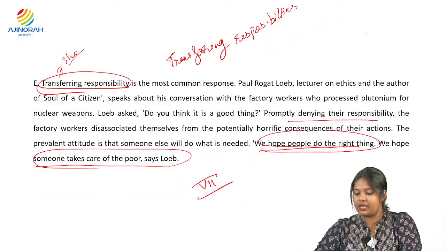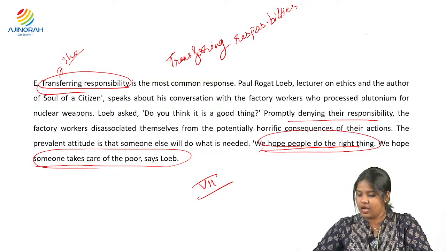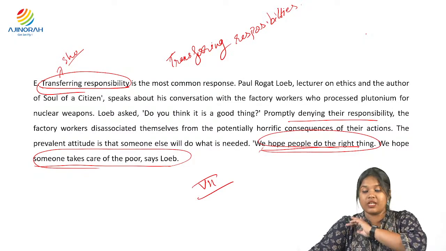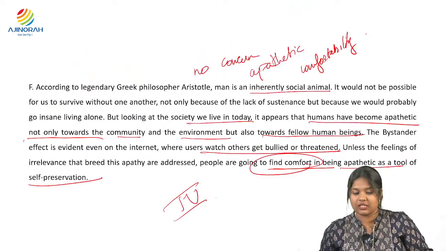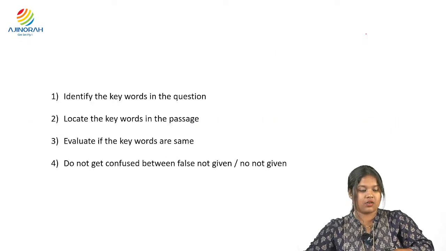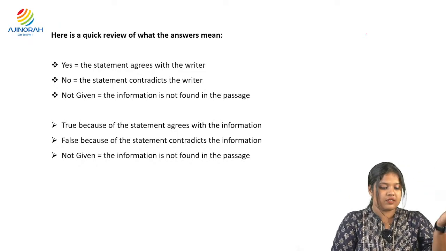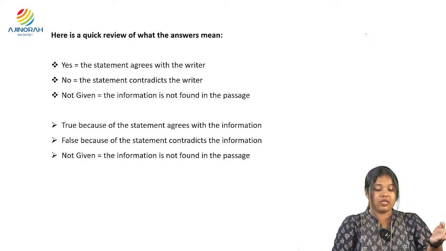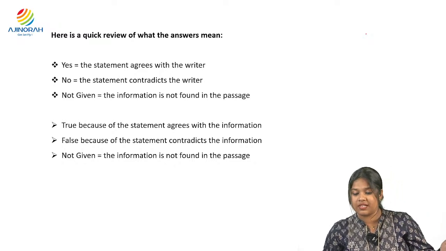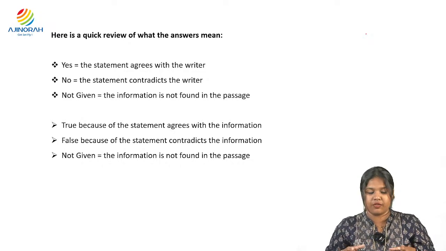So if you have any clarity or doubt, you could ask. Well, now we'll move on to the second type of question, that is true, false, not given, or yes, no, not given. Well, there's a difference between true, false, not given and yes, no, not given. In yes, no, not given, it's basically the writer's opinion, the statement, and in true, false, not given, it's factual information.